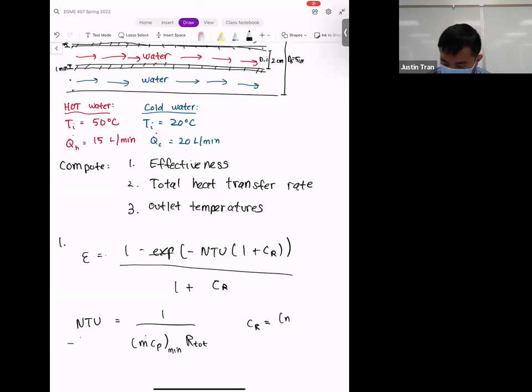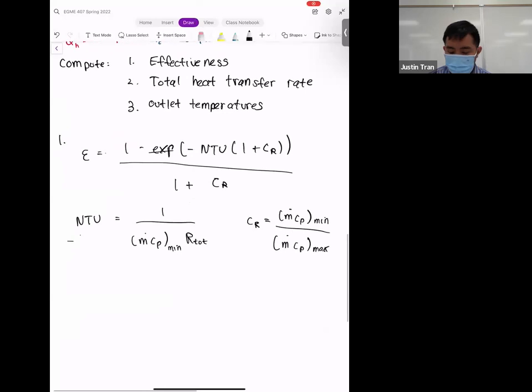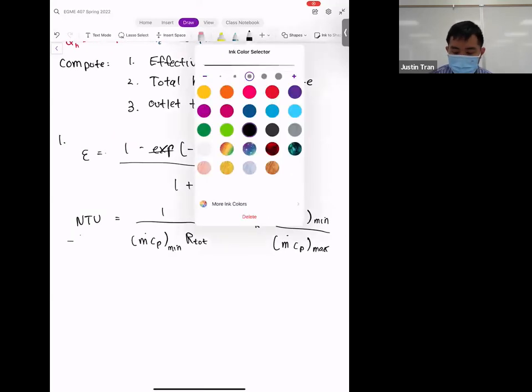And then CR is just a ratio of the two m dot CPs, okay? So we have an m dot CP that's smaller, and we have an m dot CP that's bigger. All right, so we have a relatively simple expression here for the effectiveness, but there's a lot of work that goes into computing it, okay? Principally, we have to compute the total thermal resistance. And just based on that, we're going to have to compute the convection coefficients, okay? And so let's work on that one first.